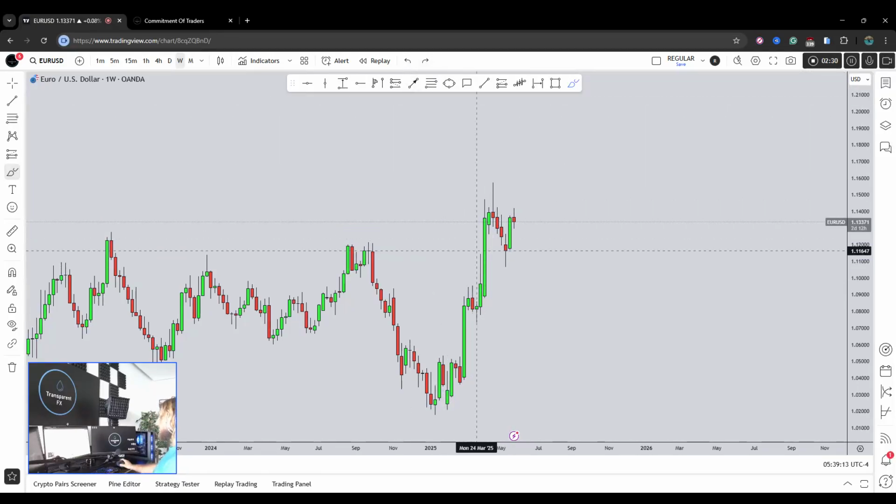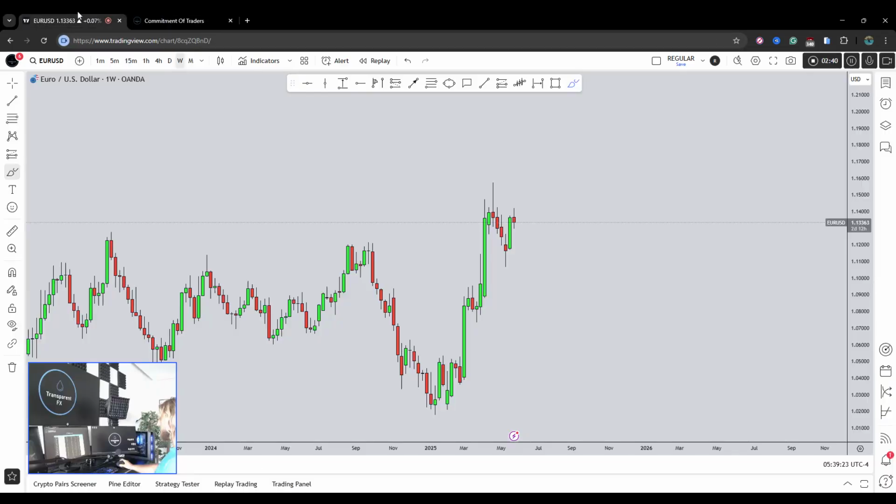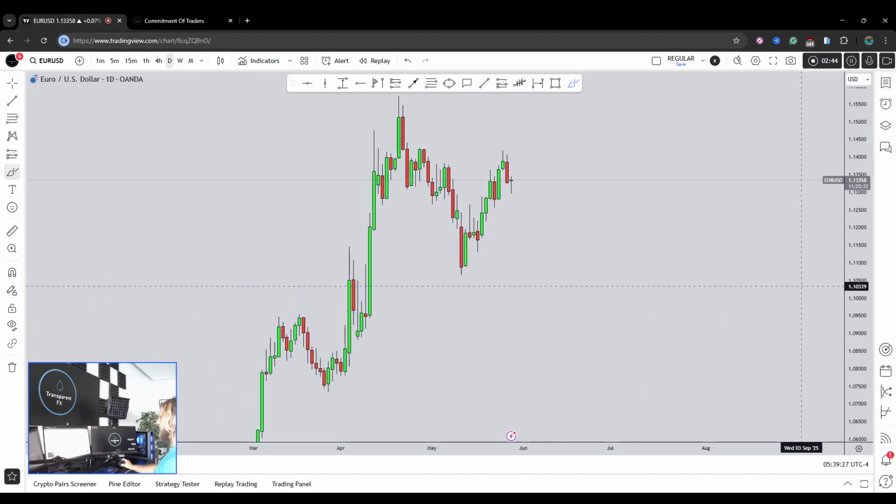And inside of a confluence of support zone, there is increased probability of seeing institutional longing. And we will be speaking about institutional longing in just a few moments when we move to the commitment of traders analysis. But for now, let's keep all of this in mind and drop down on the daily time frame.